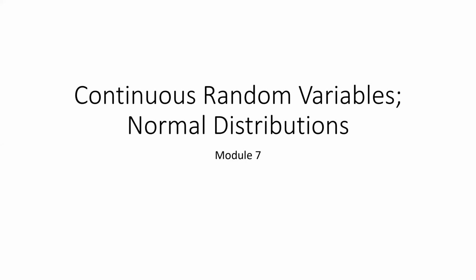Hello, guys. So in this section, we're gonna talk about Unit 7, which talks about continuous random variables and also normal distributions. So let's begin. We're gonna review discrete random variables and continuous random variables.